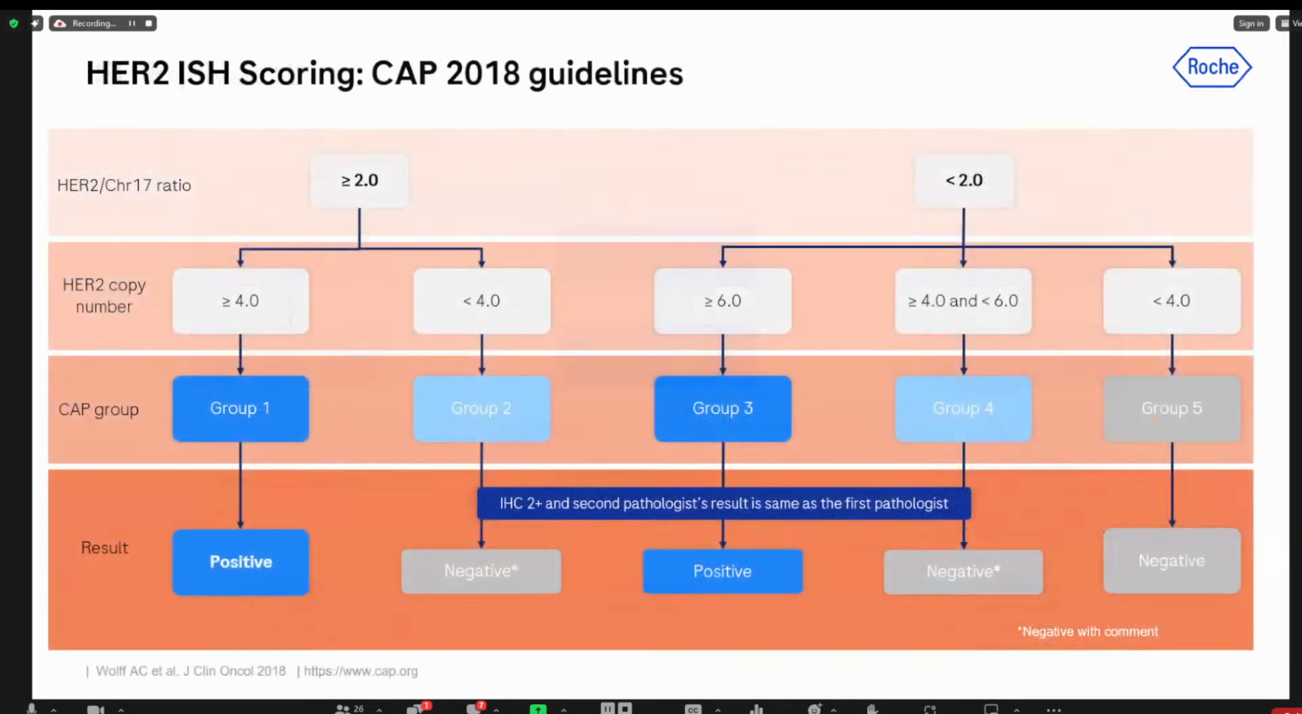So just a recap of the different groups and how we should report them: positive, negative, positive, and the two negatives, and this is the true borderline group.